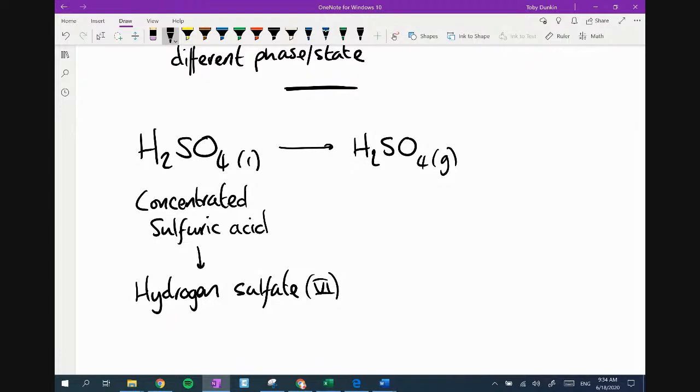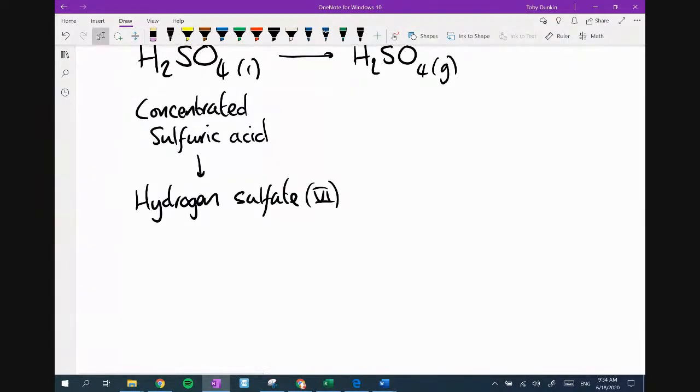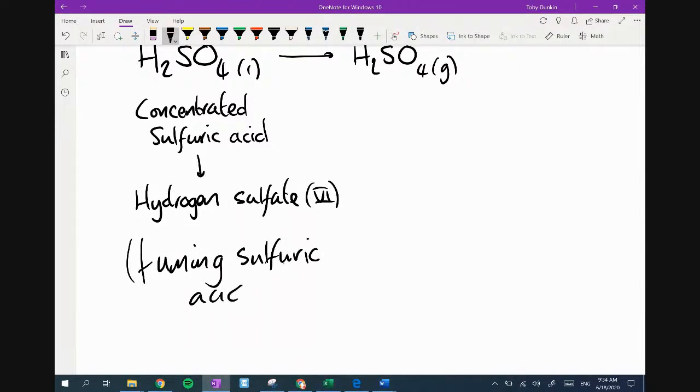Concentrated sulfuric acid is otherwise known as fuming sulfuric acid. This is a common name. But you need to be careful with this, because there is another chemical called fuming sulfuric acid, which is oleum. Oleum is the substance which actually gets the term fuming sulfuric acid more.